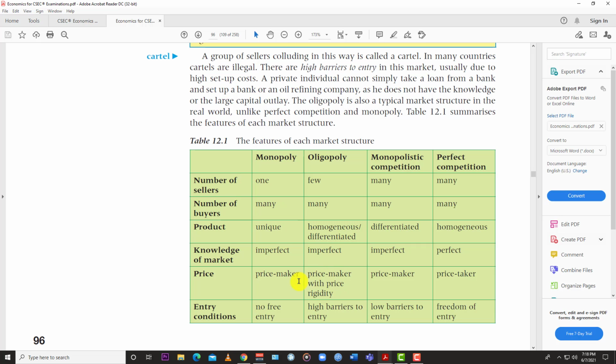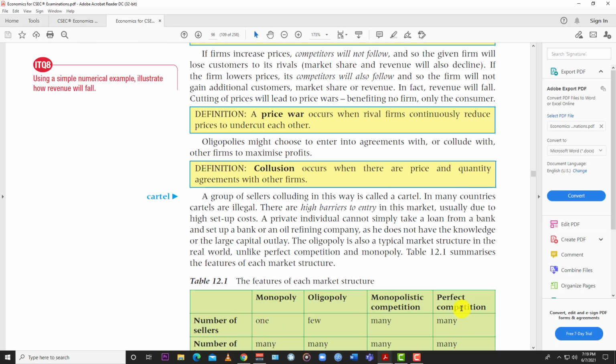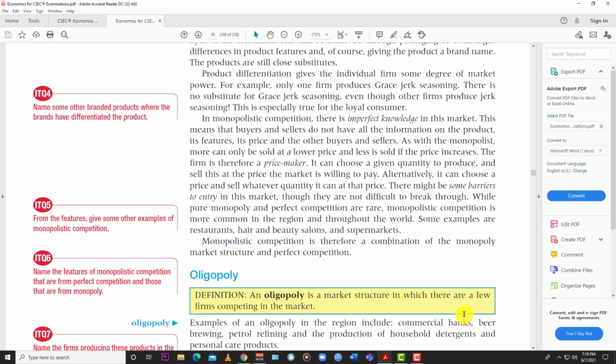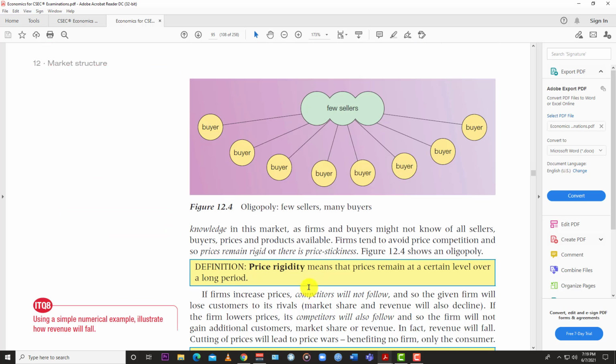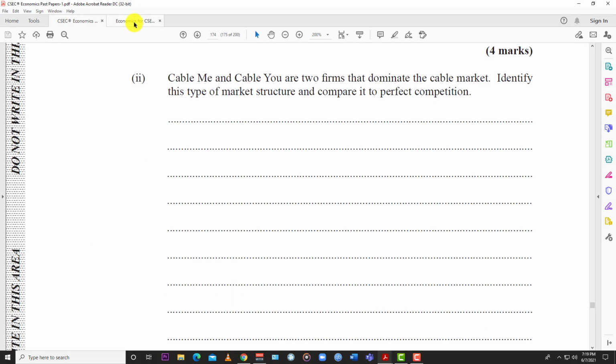As it relates to entry conditions, you have high barriers to entry in the oligopoly, and then you have freedom of entry and exit in perfect competition. And for those of you who are confused, let me just show you that the oligopoly is a market structure in which there are few firms, and under the oligopoly, you can find a duopoly. It's an example of oligopoly. There's a duopoly under there, which would be the case for this one.